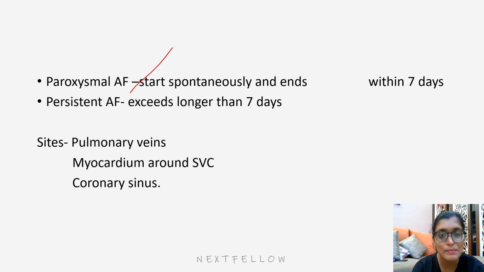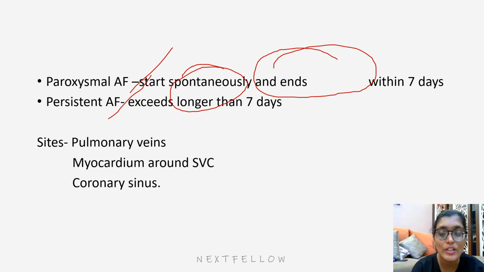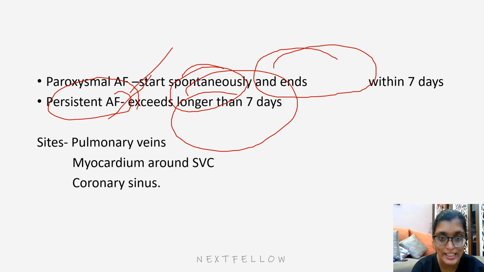Now paroxysmal AF and persistent AF. Paroxysmal AF usually starts spontaneously and ends within a period of 7 days. Persistent AF exceeds longer than the period of 7 days. Now the sites are pulmonary veins, myocardium around the superior vena cava and the coronary sinus.